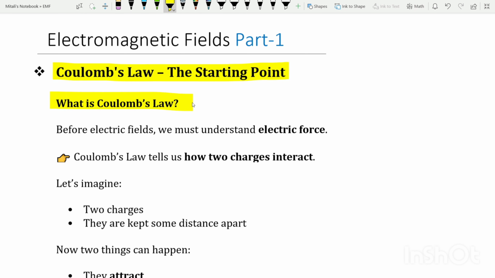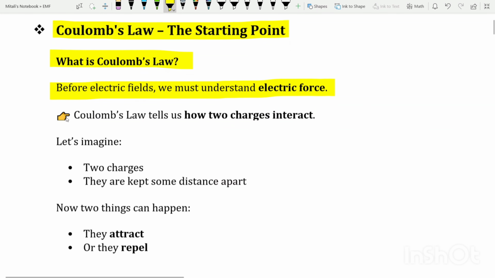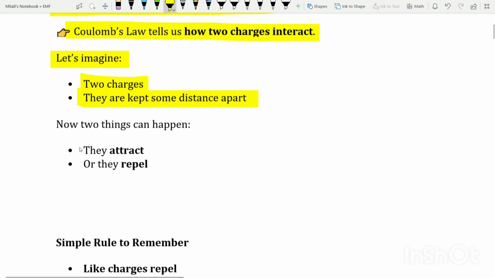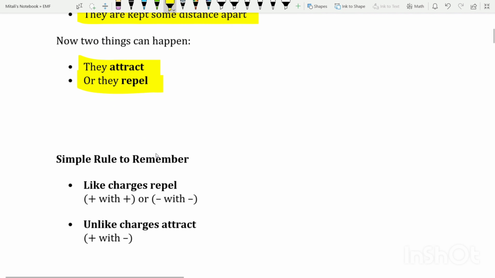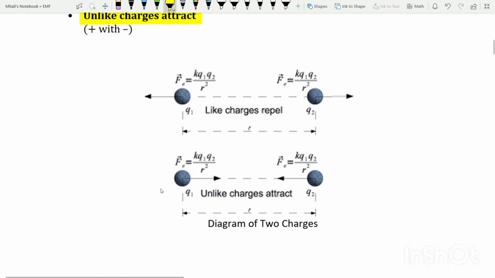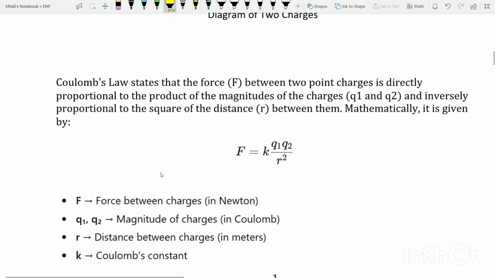What is Coulomb's law? Before electric fields, we must understand electric force. Coulomb's law tells us how two charges interact. Let's imagine two charges. They are kept some distance apart. Now two things happen. They attract or they repel. Simple rule to remember: like charges repel, positive with positive or negative with negative, and unlike charges attract, positive with negative. This is similar to magnets, right?